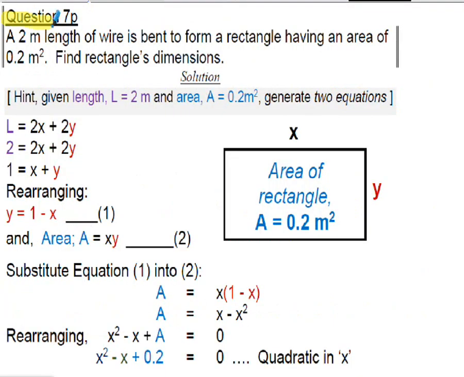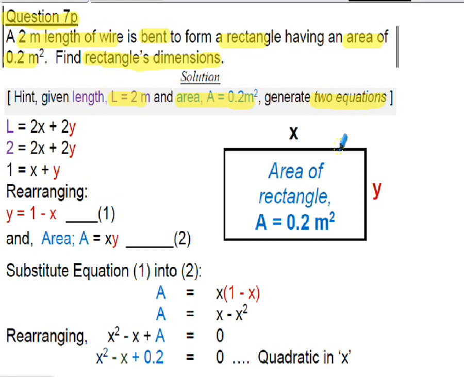Here is question 7p full work solution. So we're given a length of 2 meter wire, it's bent to form the rectangle having an area of 0.2 meters squared. We've got to find the rectangle's dimensions. So hint given here, the length L is 2 meters and the area A is 0.2 meters squared. We're going to generate two simultaneous equations.